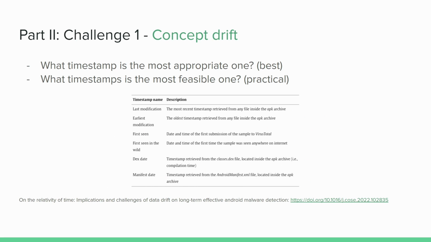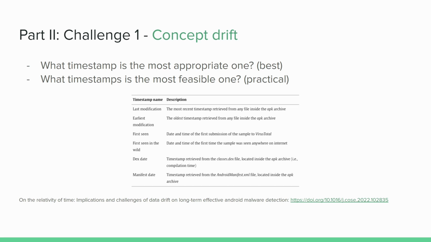Based on that, after proving that there was concept drift, which timestamp should we use? What's the most appropriate, and what's the most feasible? The most appropriate is the one that is best to model concept drift, and maybe it will be the same one that is most feasible, meaning which one is easier to collect in a practical setting.